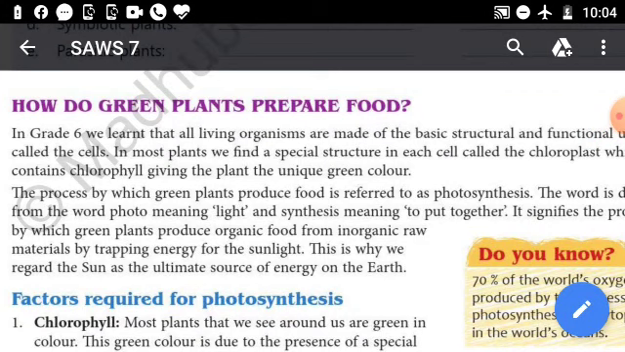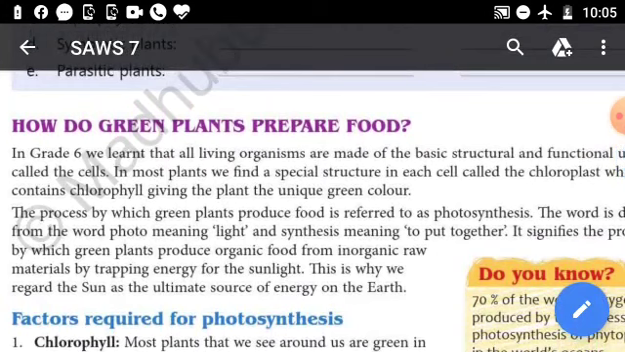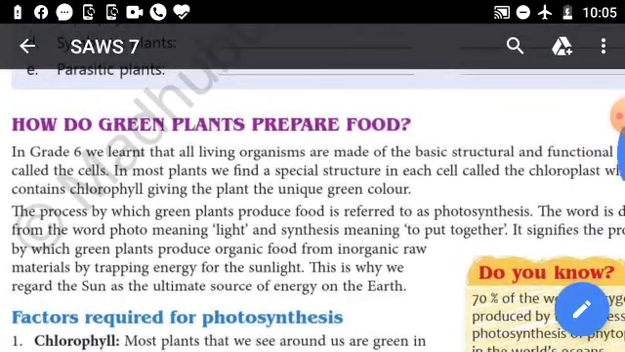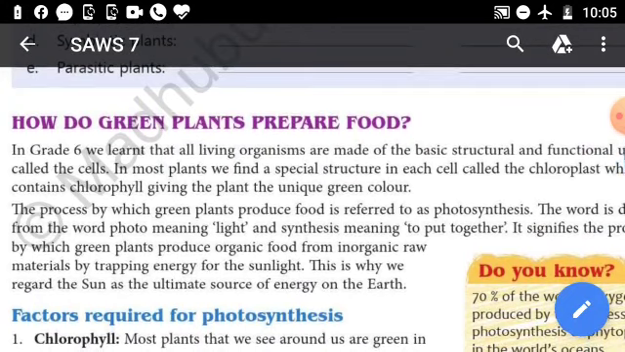Earlier in class 6, you learned that all living organisms are made of the basic structural and functional unit called the cell. Now, in biology, a cell is the smallest unit of life. Just as a house is made of small units called bricks, in the same way our body is also made of tiny units called cells. So, cells are the building blocks of plants and animals.